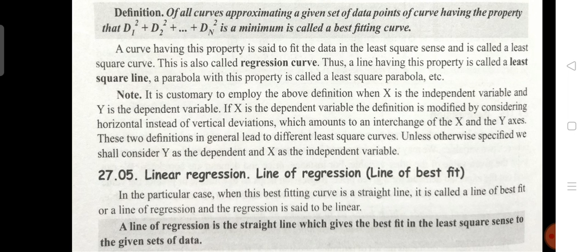Okay, so regression curve. And the line having this property is called the least square line, or if it is a parabola, it is a least square parabola. Okay, so that is the regression curve.